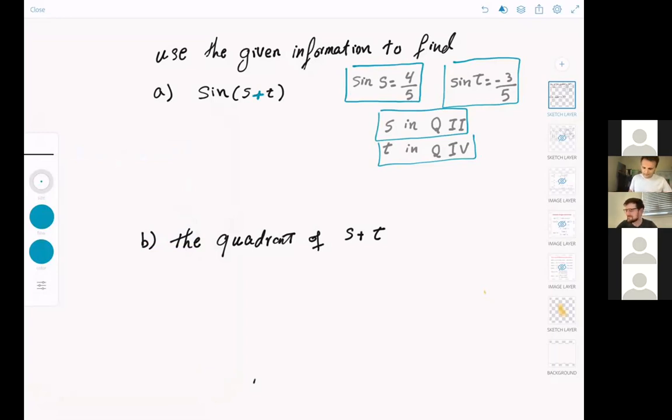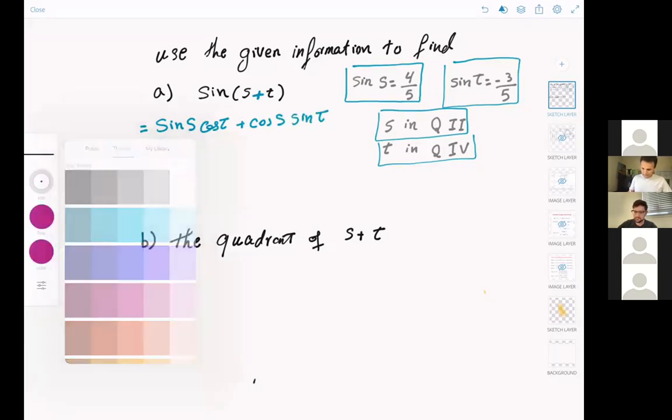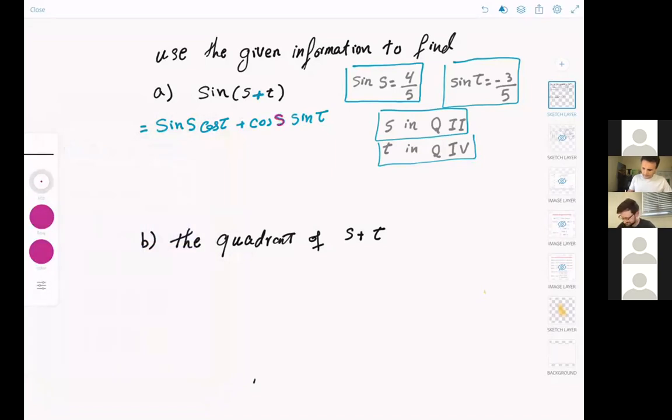No, this actually is equal to sine of S cosine of T plus cosine of S sine of T. Why did I pick S here? So this is an angle. This is an angle, like alpha and beta.